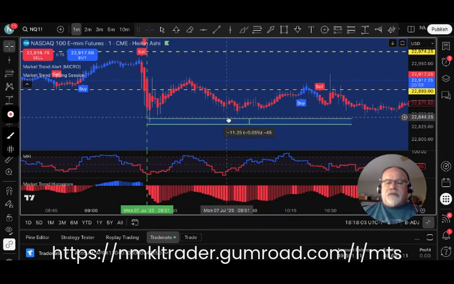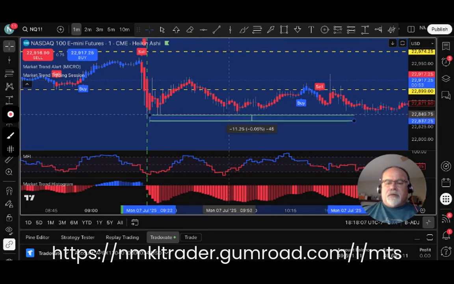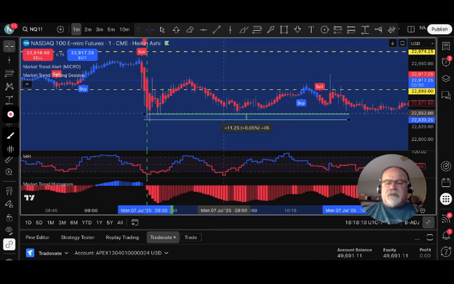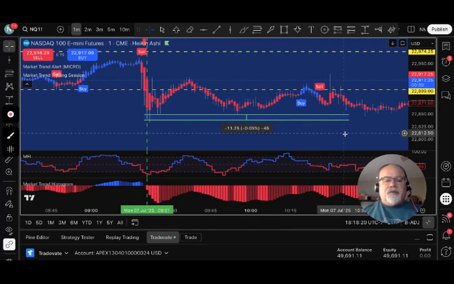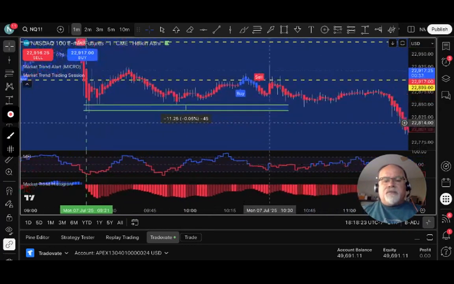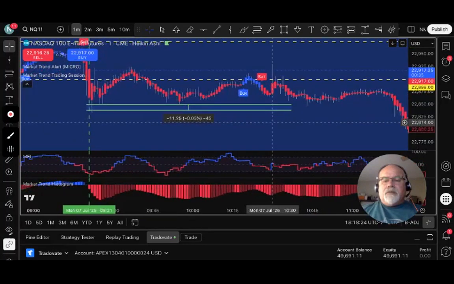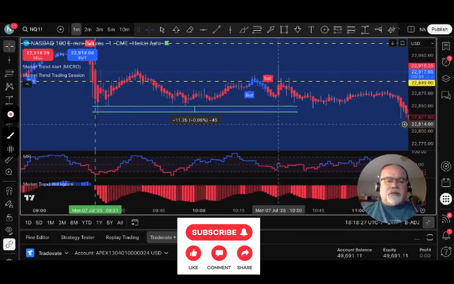Now, when I got into this thing, I did a market order. Okay, so I actually got in about halfway up that wick. So I was able to punch through on the very next candle and get my trade. All right, even if you would have waited this one out, you probably would have got taken out of this trade. Now, like I said, with the NMKL trader market trend system, you're not going to win every trade.